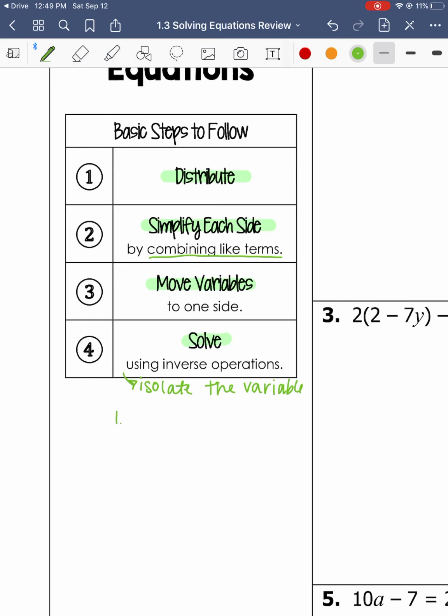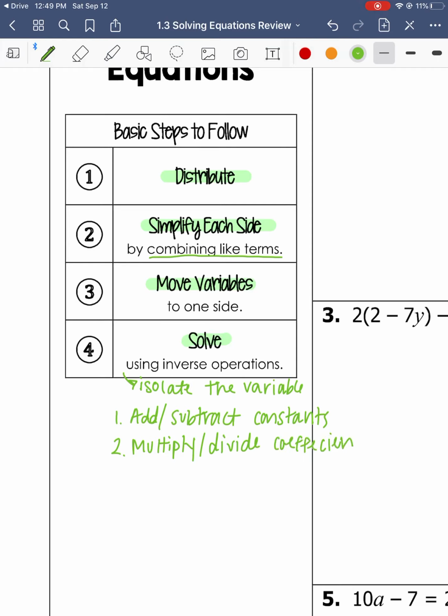And the way we do that is we want to first add or subtract any constants we have on the side with the variable, and then we want to either multiply or divide any coefficients we have. And again, coefficients are the numbers being multiplied by the variable, okay? And then we should get an answer where, depending on your variable, let's just say it's x, we have x equals blah, blah, blah. So everything is on this side, and x is over here by itself.